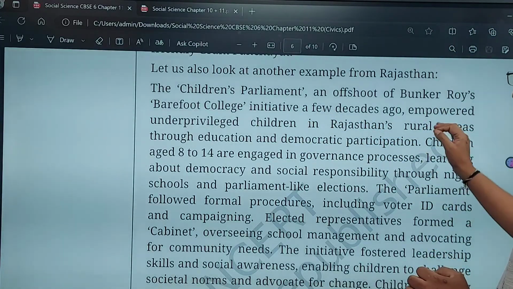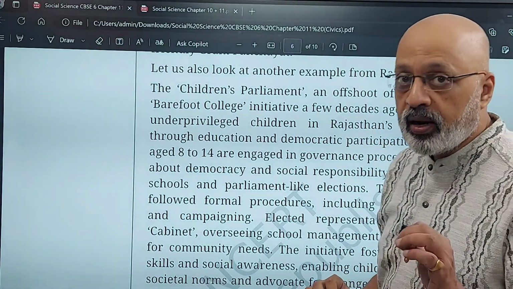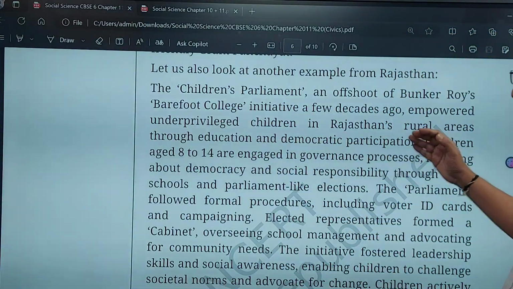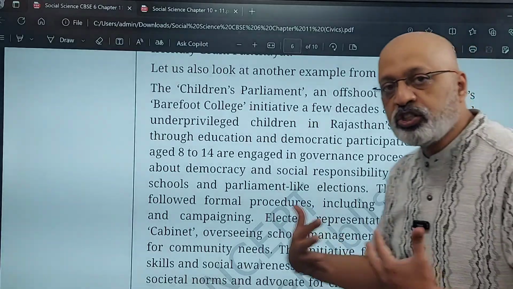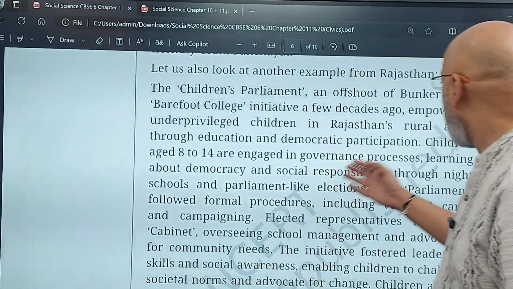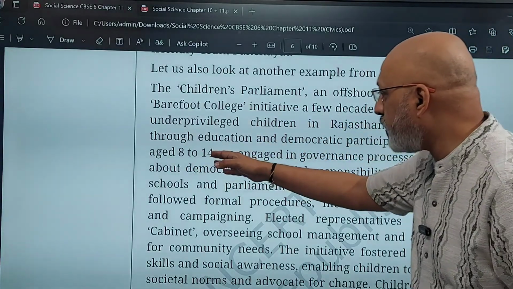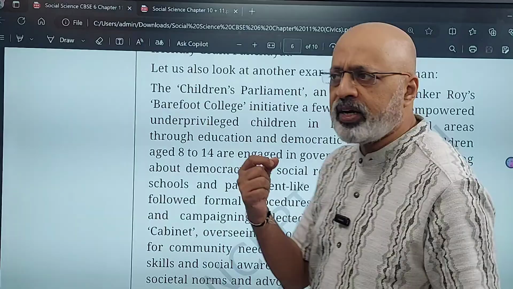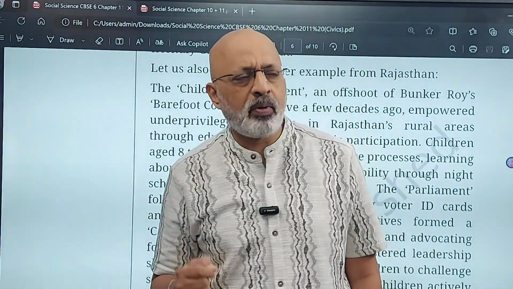Now what did he do? The rural areas of Rajasthan, through education and democratic participation, he kind of made the children more powerful, that they have their rights. So children between age 8 and 14 were engaged in government processes, learning about democracy, so that it doesn't, that's why you would learn about civics.